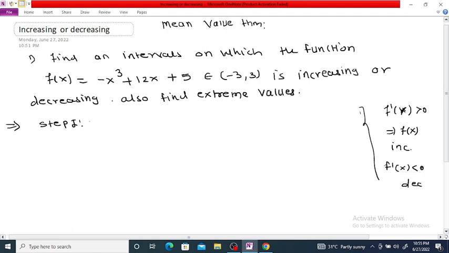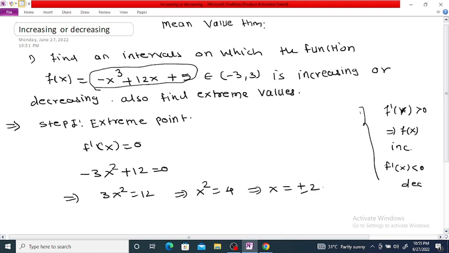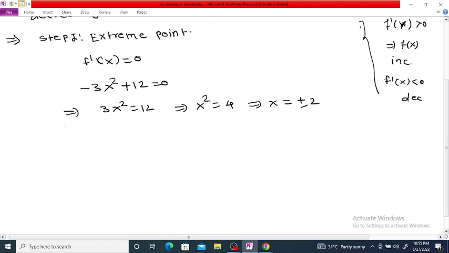So step first, we are going to determine extreme points, that is, where f dash x is equal to 0. So what is the derivative of this function? The derivative is minus thrice x square plus 12 equal to 0. So thrice x square is equal to 12, so x square is equal to 4, and this implies x is equal to plus or minus 2. So the extreme values are plus or minus 2.